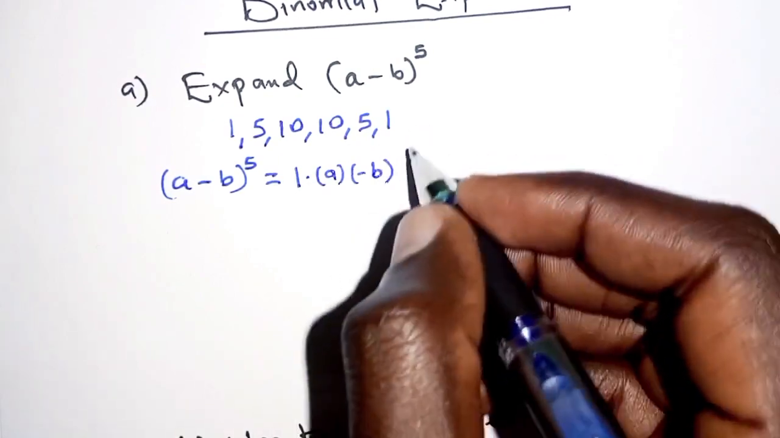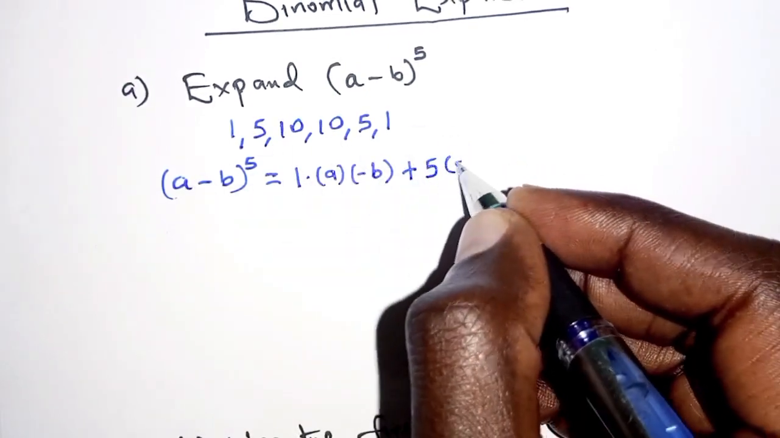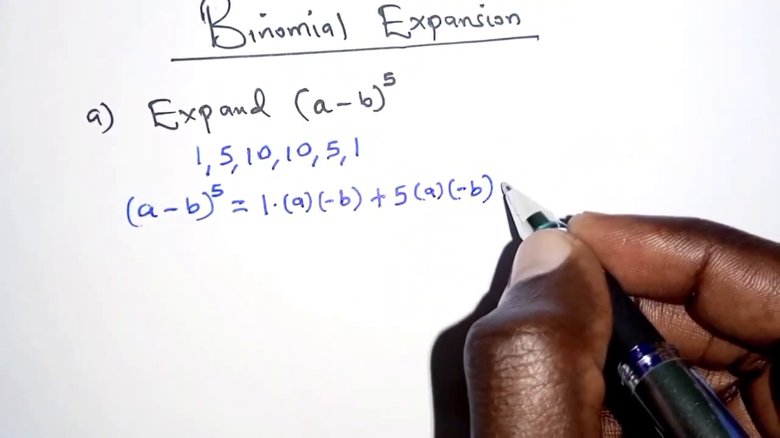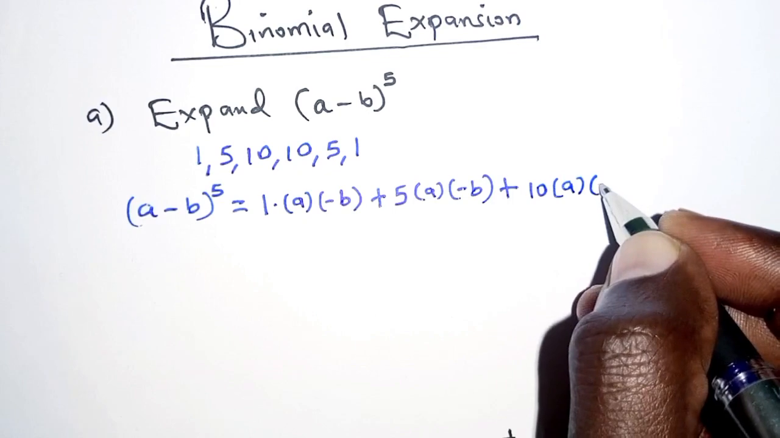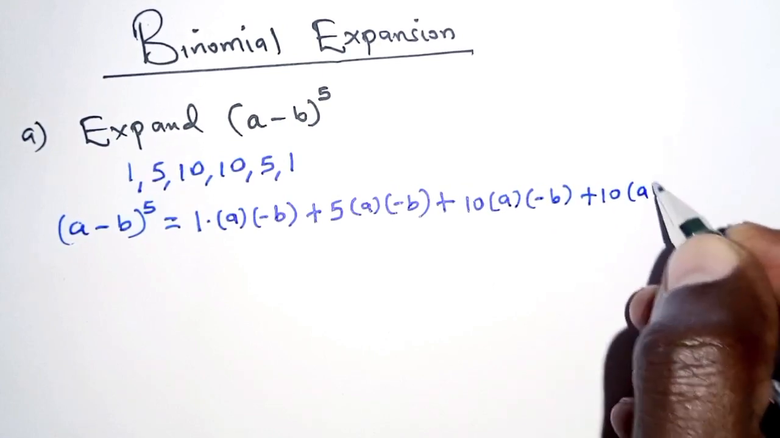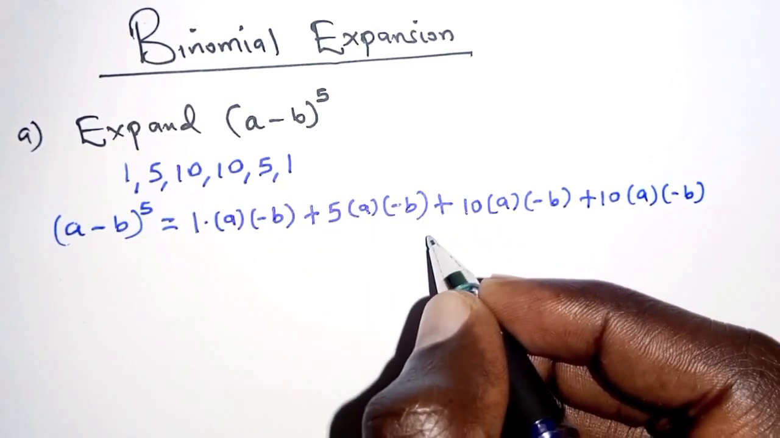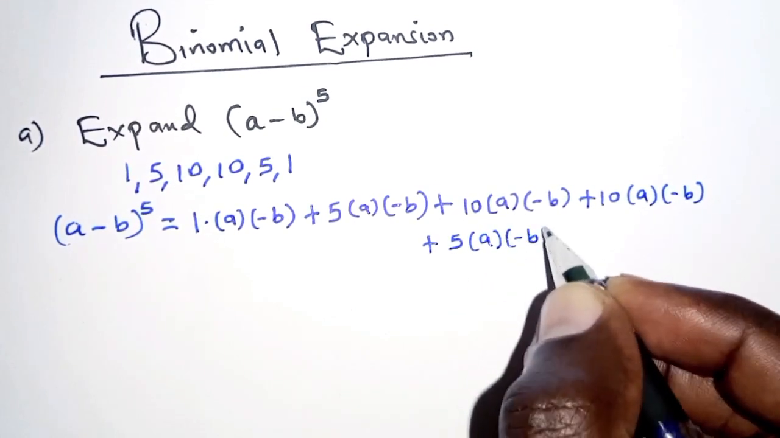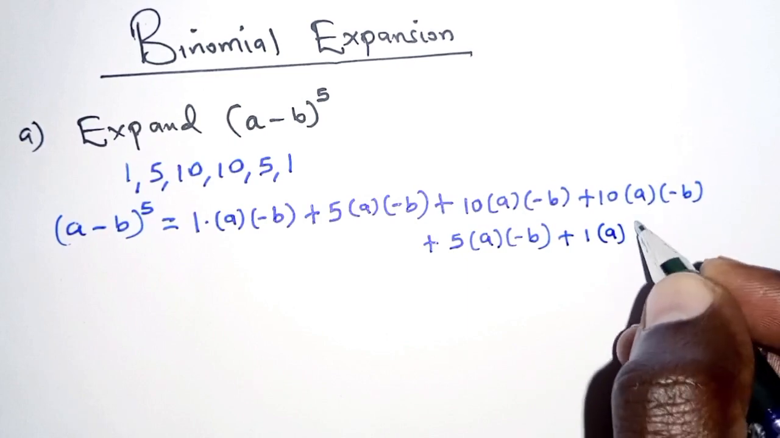So let's just list these. We have plus 5 times a times negative b, plus the next coefficient, 10, into a into negative b, then again 10 into a into negative b, then we have 5, plus 5 into a into negative b, and finally plus 1 into a into negative b.